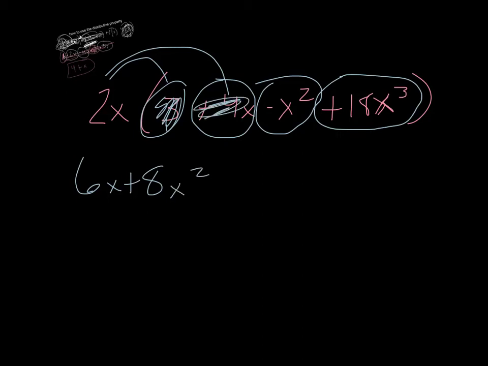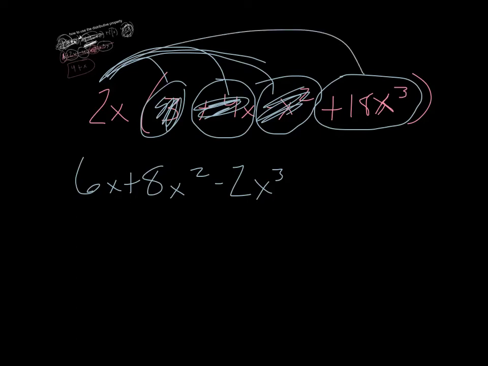Mark that out. And then we do this. It'd be like negative 1 times 2, which is negative 2. And then we do our x's, which would now be x to the third. Alright, and then your last one, 2 times 18 is positive 36. We do x times x to the third, which is x to the fourth.